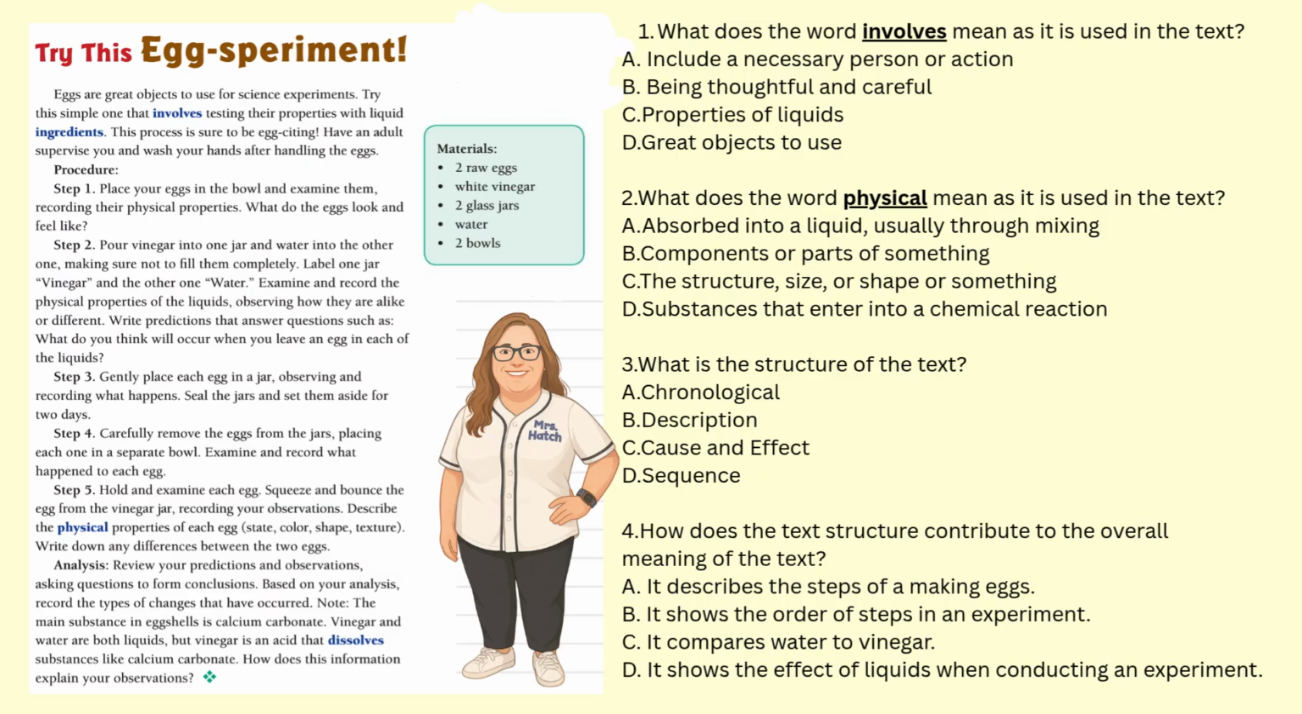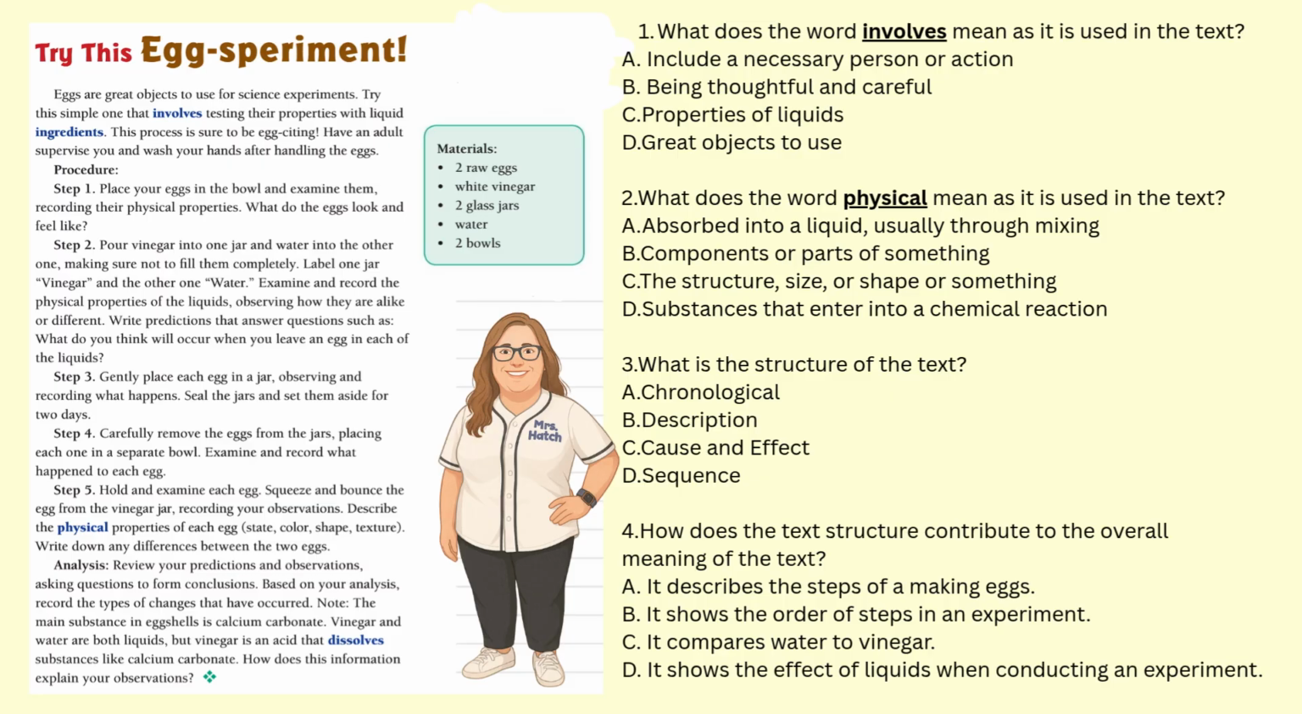All right, if you're not with us, make sure you're on step 5. Hold and examine each egg. Squeeze and bounce the egg from the vinegar jar, recording your observations. Describe the physical properties of each egg. State, color, shape, texture. Write down any differences between the two eggs. Analysis. Review your predictions and observations, asking questions to form conclusions. Based on your analysis, record the types of changes that have occurred.